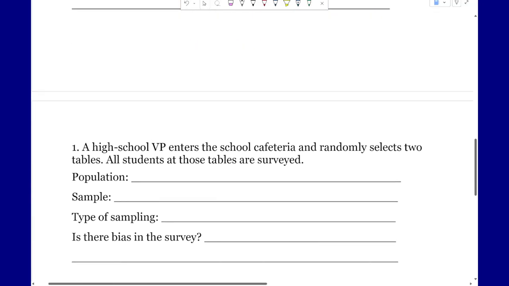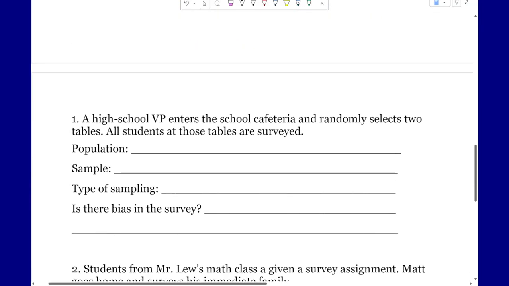Now we're just going to look at a couple examples and try to identify the population, what the sample is, and the type of sampling, as well as if there's any bias that might occur in the survey or how I'm sampling. So a high school vice principal enters the school cafeteria and randomly selects 2 tables. All students at those tables are surveyed.